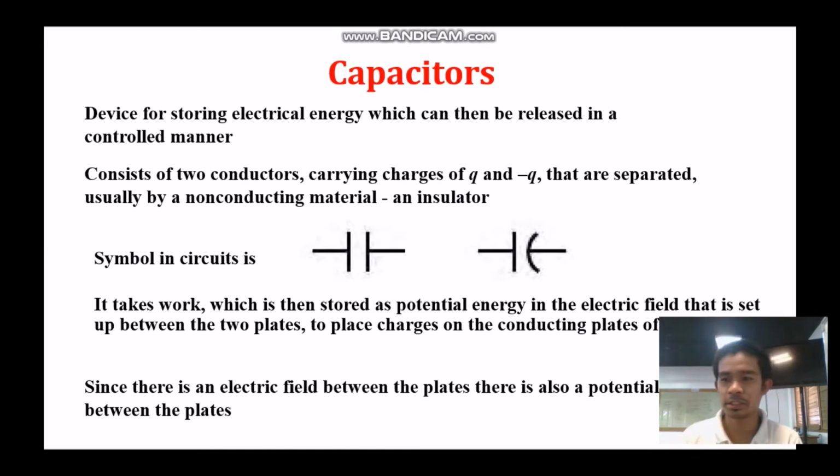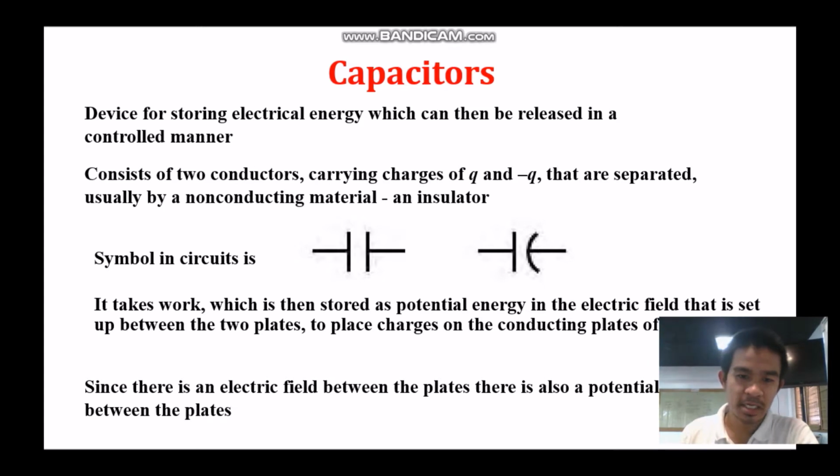Usually capacitors consist of two conductors that carry opposite charge. One is positively charged, one is negatively charged, and they are separated usually by non-conducting materials, or what we call an insulator. Now if we differentiate insulator from conductor, in a conductor, electrons are free to move, while an insulator is very poor in conducting or letting the electrons flow.